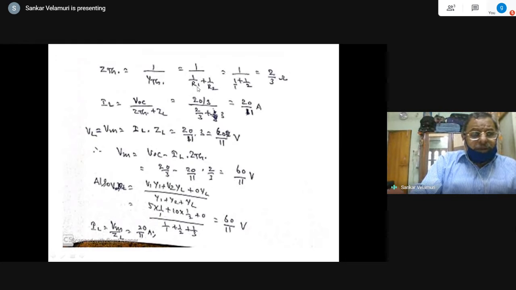1 by Y Thevenin is 1 by R1 plus 1 by R2. There are only 2 by 11, which is obtained, multiplied by ZL. IL into ZL. So it's 60 by 11 volts.